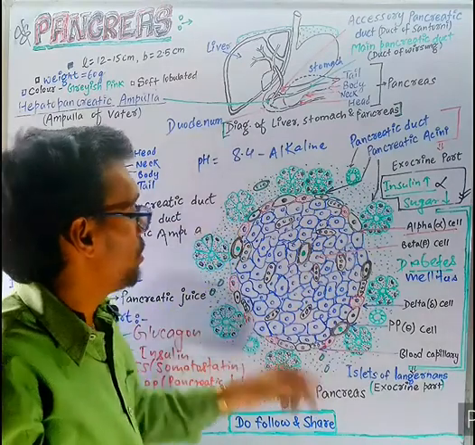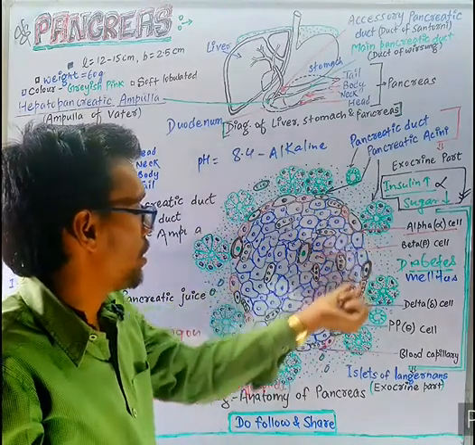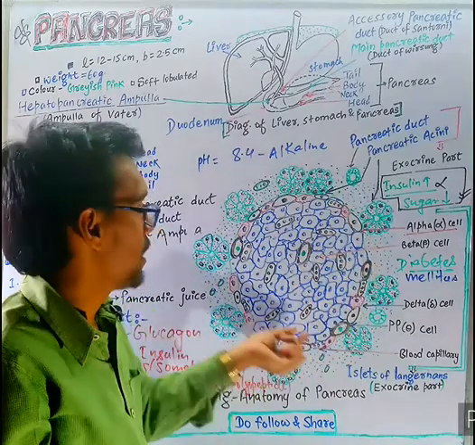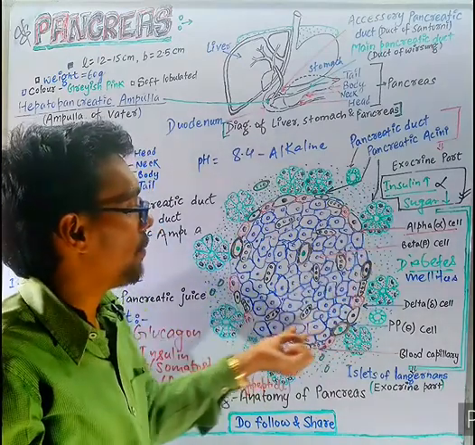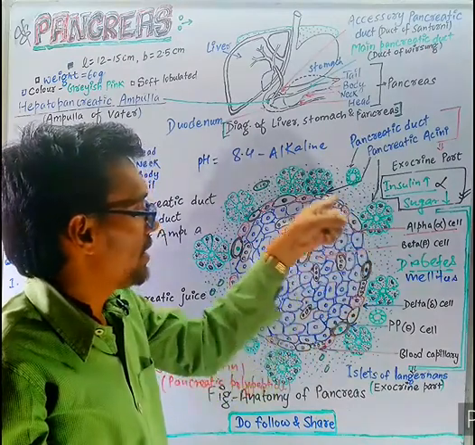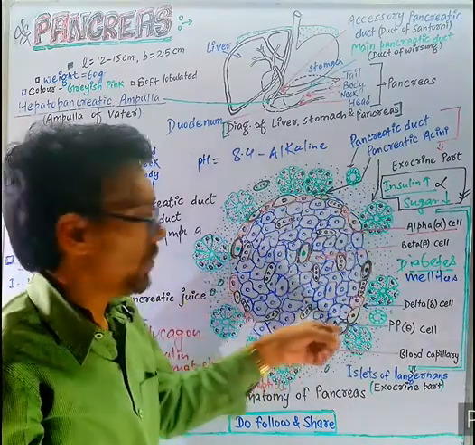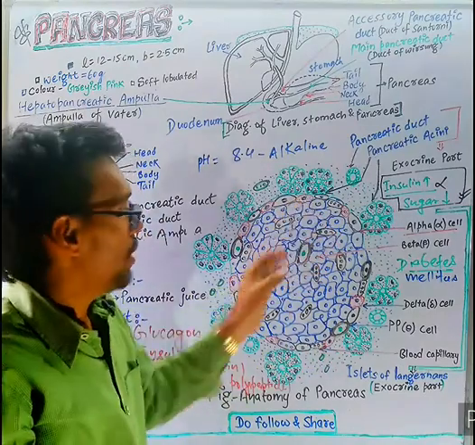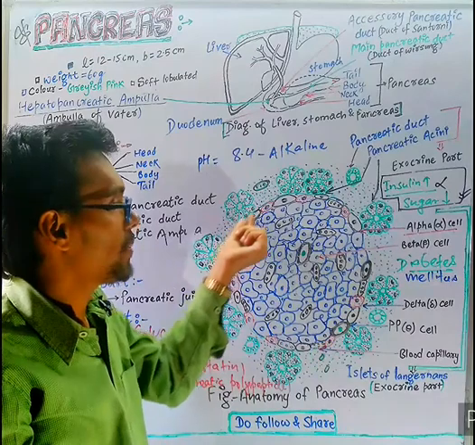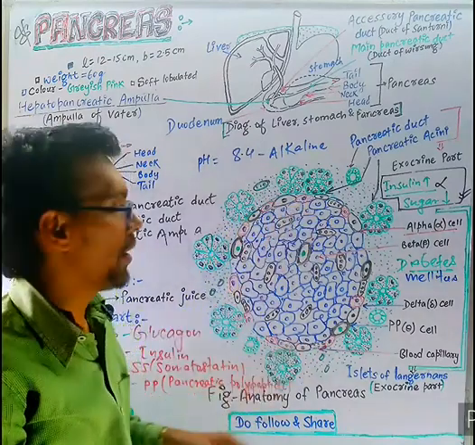Generally you see a lobular or rounded structure that is called the islet of Langerhans. In a single islet of Langerhans you can see four types of cells: alpha cells exist in the peripheral position, beta cells in the middle position, delta cells in the peripheral area, and F cells or PP cells also in the peripheral area.